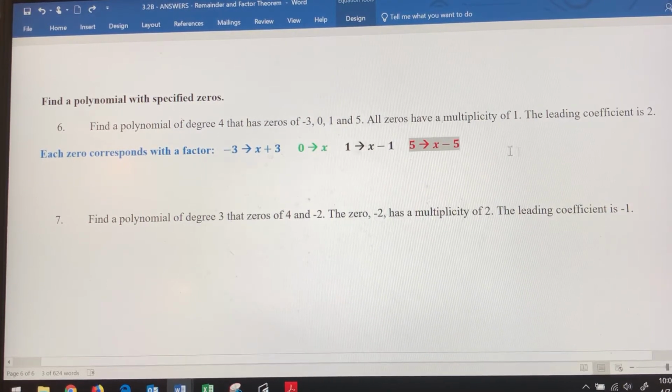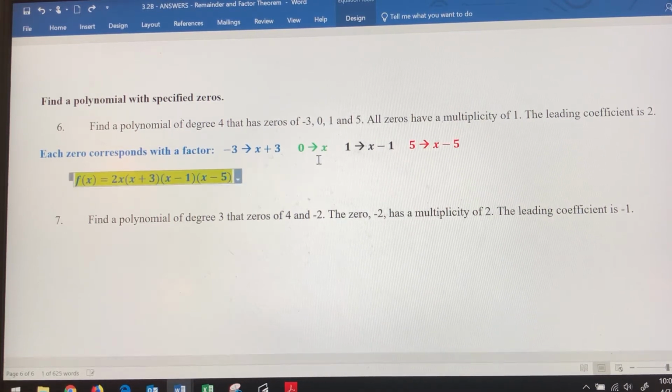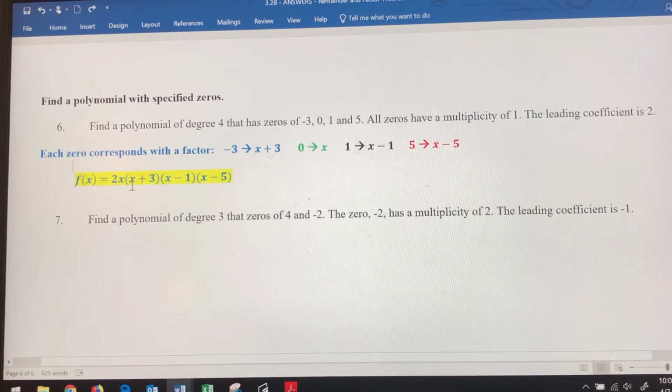Now, because each of these zeros has a multiplicity of 1, each of these factors will be used once when writing the polynomial expression. The leading coefficient is 2, so we're just going to put that in front of the polynomial. I'm going to put these in order in a specific way. I want the x to come first, just because you don't want a singular x just hanging out in the middle of a polynomial in factored form. So we've got our leading coefficient of 2, and then our factors: x, I put it first, and then x plus 3, x minus 1, x minus 5.